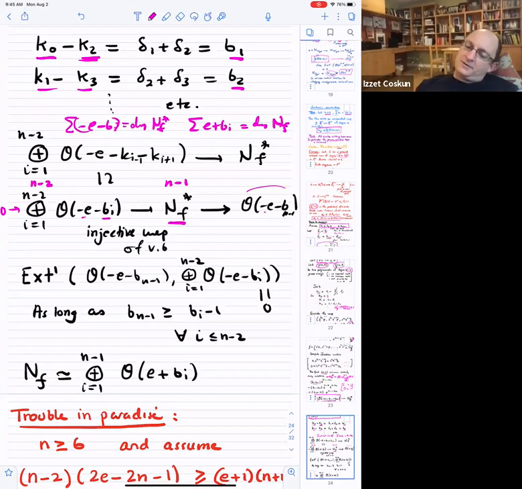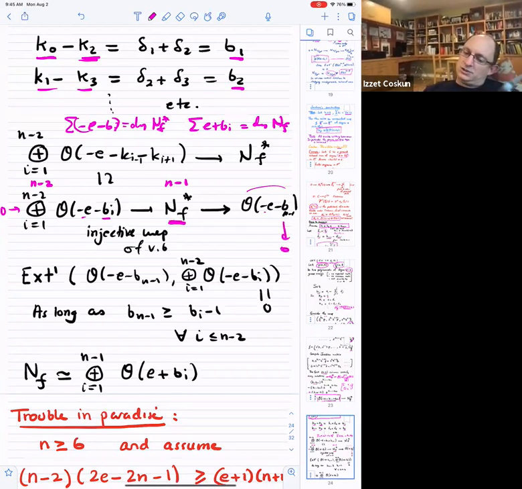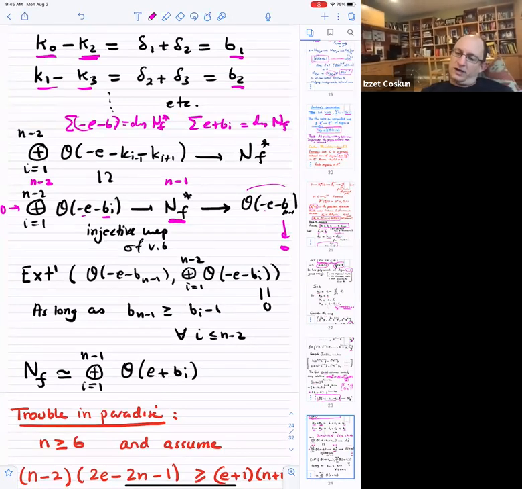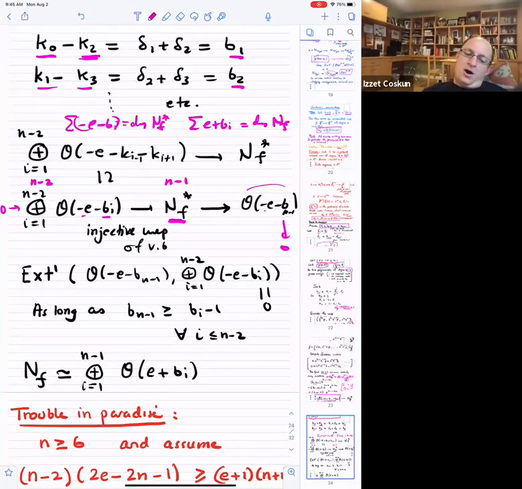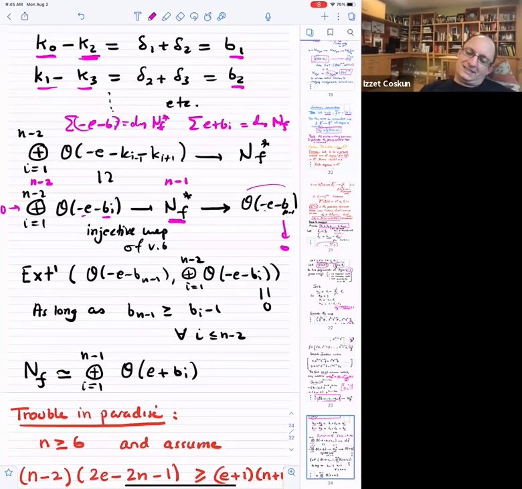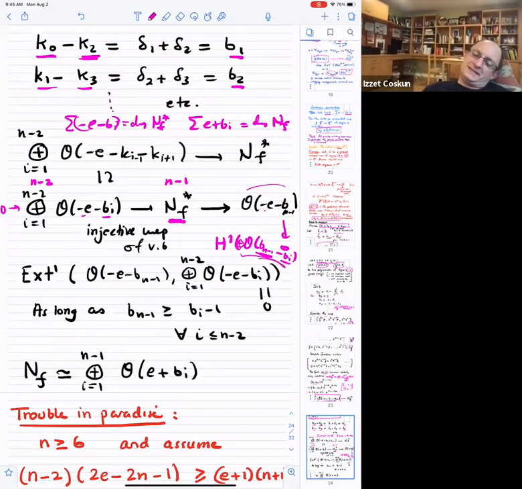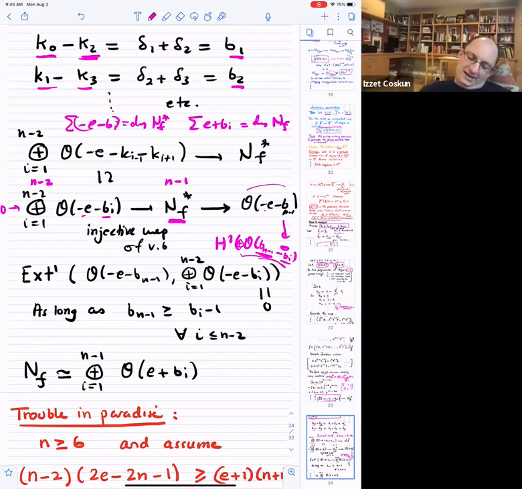Now, of course, again, we have the problem that there's no reason why this thing should split like this, because there could be a non-trivial extension. So we need to check that there are no non-trivial extensions. All right, so now we compute the extensions of this thing. This is given by H1 of b_{n-1} minus b_i, the sum of these things. But we chose it so that this b_{n-1} was bigger than the b_i's, so that there is no H1 of this thing, so there are no extensions. And then you get that the normal bundle is given by this.